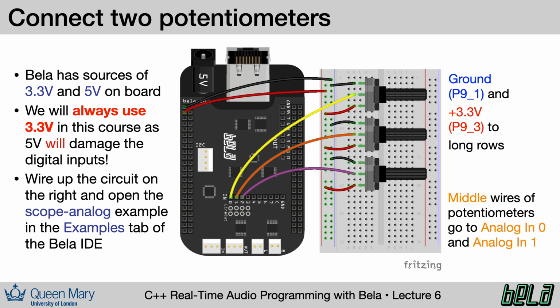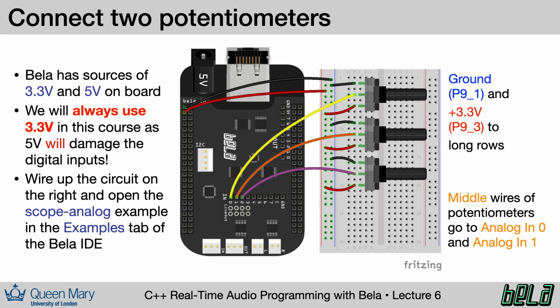Here you can see a diagram of the circuit to wire up. This is going to require 3 potentiometers, your breadboard, and a series of jumper wires. I recommend that you start by wiring up the power and ground connections. You can see here that these are connected to pins labeled P9-1 and P9-3 on the Bela board. P9 is the name of one of the big rectangular connectors that is on the edge of the Bela board. The upper left-hand corner is ground, and the row right below that is 3.3 volts.